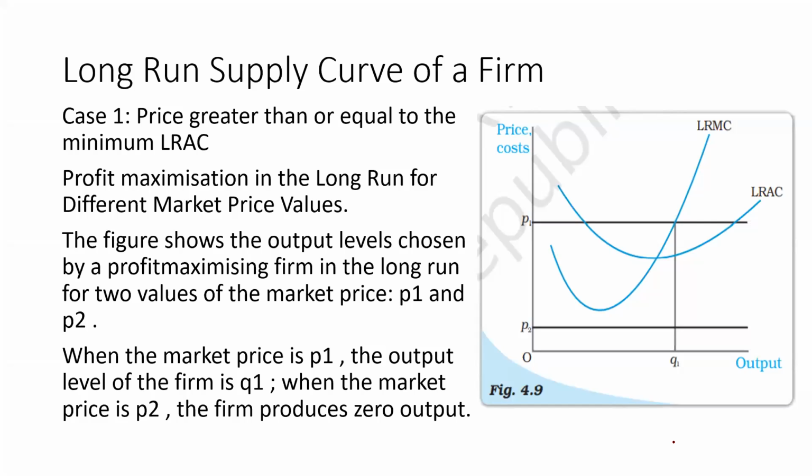So in the long run, we are using long run average cost and long run marginal cost. You can see it is kind of the same graph which we used in the short run. Now you have to answer me because you have already studied the short run. When the price is P1, how much quantity are we going to produce?